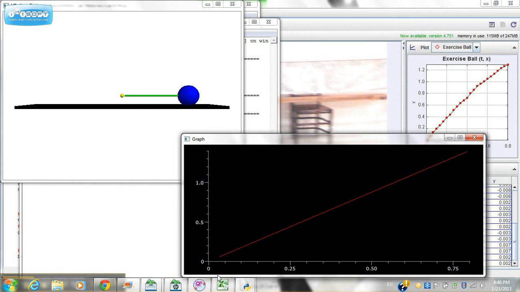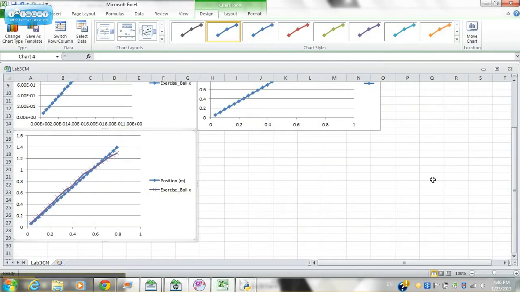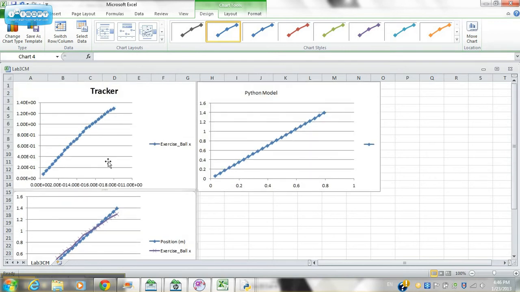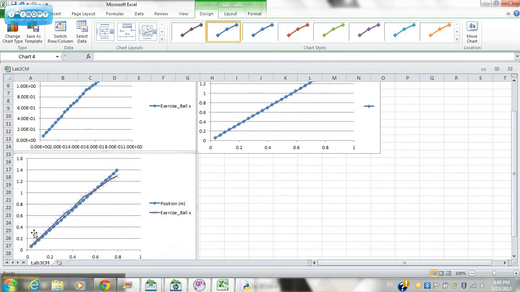So we're going to go to Excel and compare the graphs. Scroll up here. Here is a Tracker graph. As you can see, it's not completely straight like the Python graph, but when you put them together, you can see that they're pretty much the same. The Tracker model graph does not veer too much from the Python graph, but as you can see, kind of in the beginning, it's pretty much on the same line throughout.